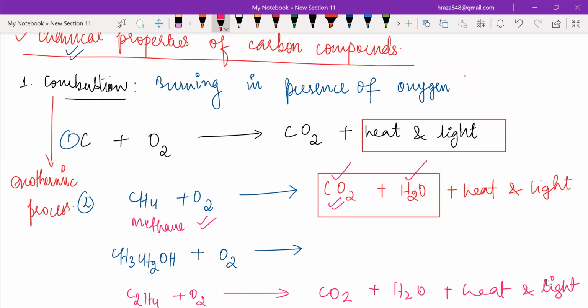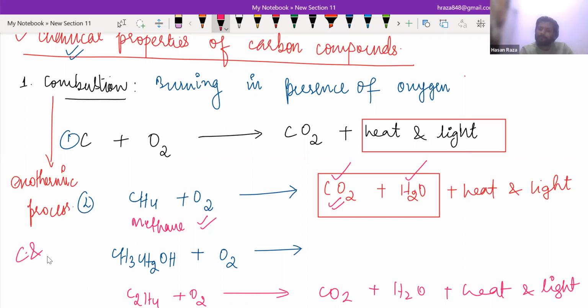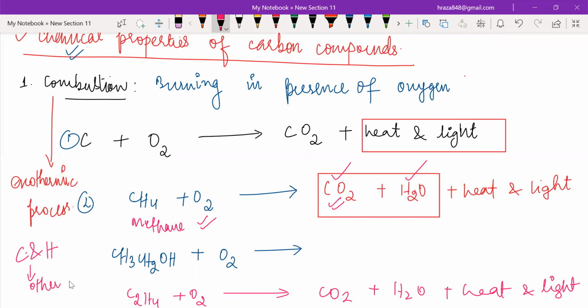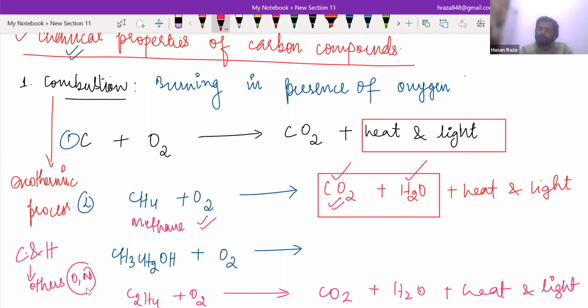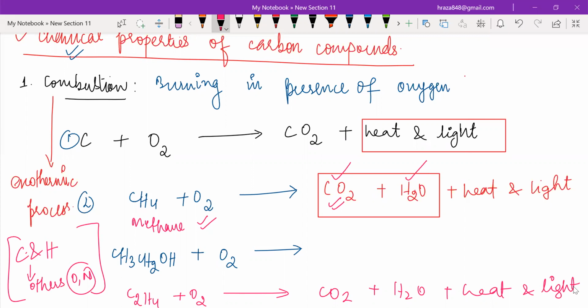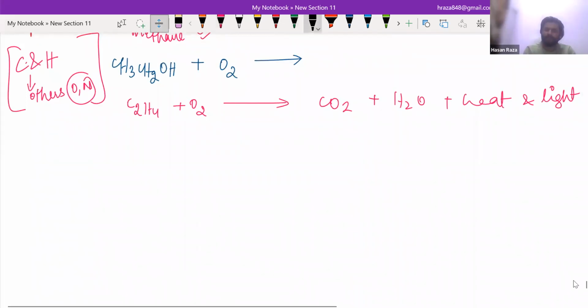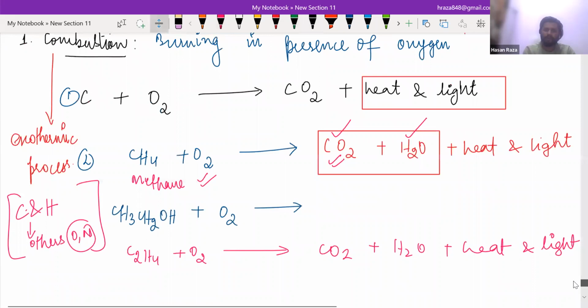Now, always remember this: if you have carbon and hydrogen and others like oxygen, nitrogen, or anything, that is called a hydrocarbon derivative. Are you getting my point? Hydrocarbon derivative. I'm going to write it here. First, write it up to this, just this, and then I'll explain.